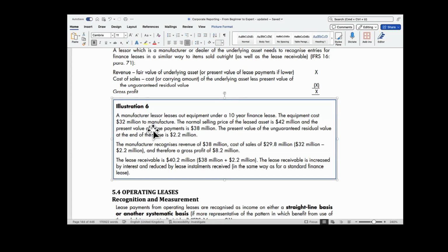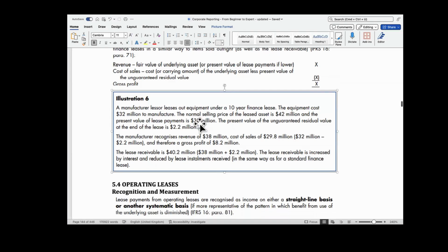And how do you do that? Revenue, I told you, is the lower of the selling price and PV of these rentals. And from here, from the second or third sentence here, they said the normal selling price of the leased asset is 42 million. And the PV of lease payment is 38 million. The lower of the two is the PV of lease payment of 38 million. That means the sales is 38.